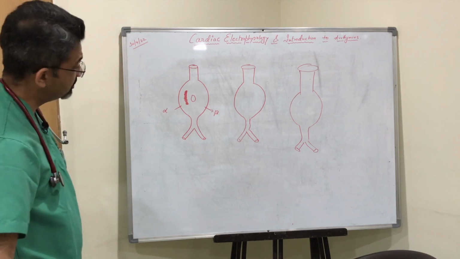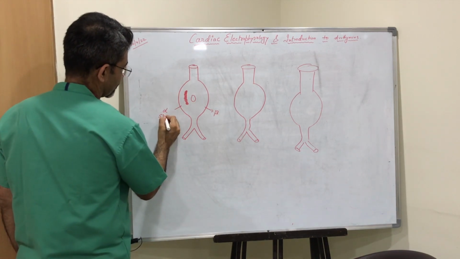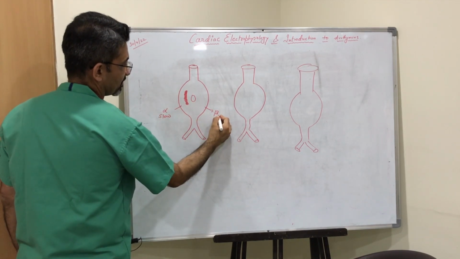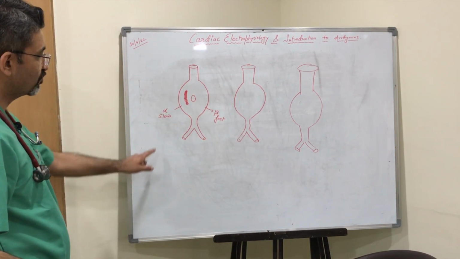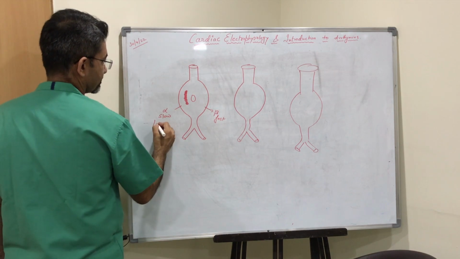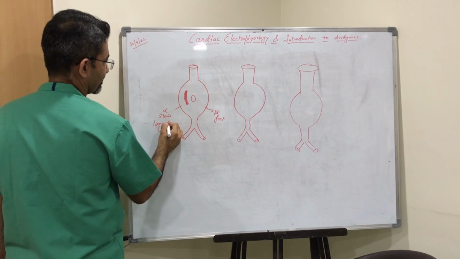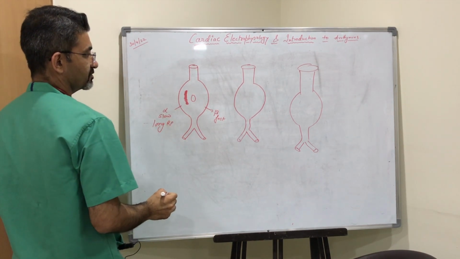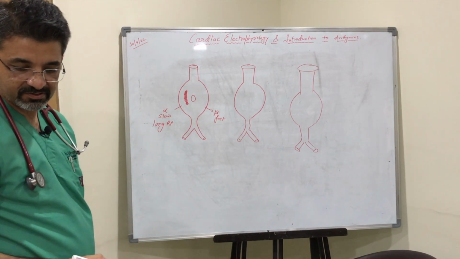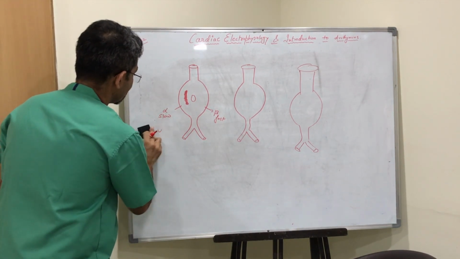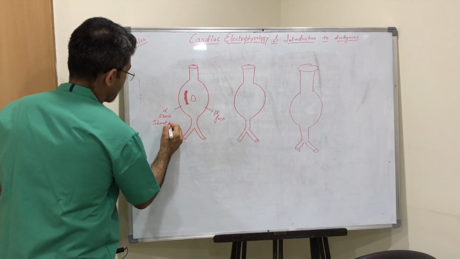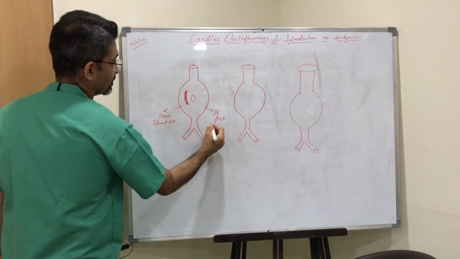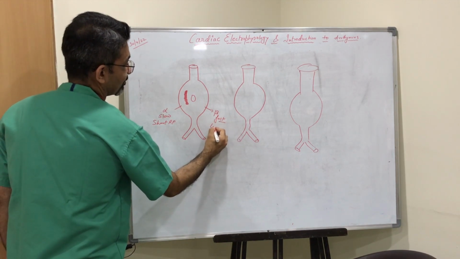Alpha pathway is slow, beta pathway is fast. A slow pathway has a short refractory period, S for short. A fast pathway has a long refractory period.